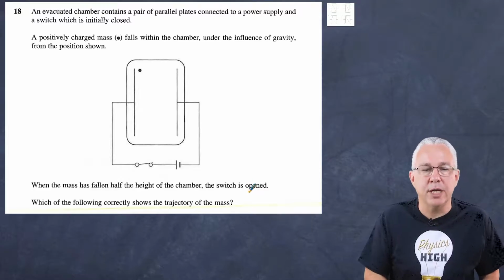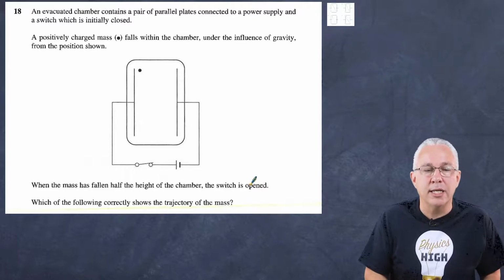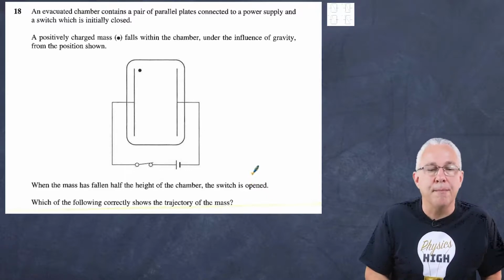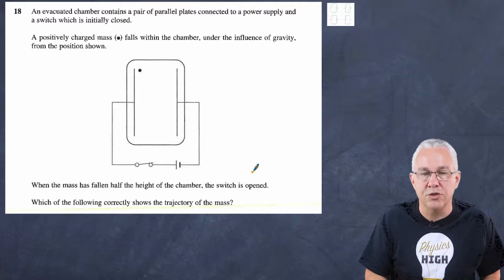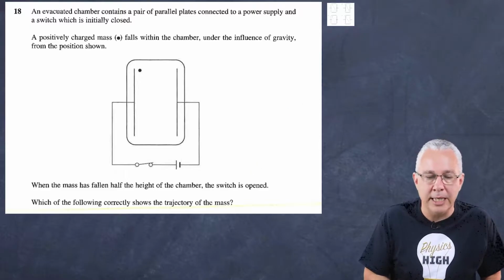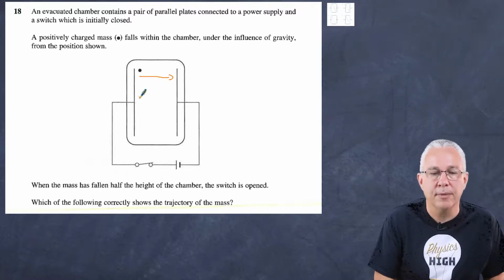Question number 18. An evacuated vacuum chamber contains a pair of parallel plates connected to a power supply, and a switch is initially closed. A positively charged mass falls within the chamber under the influence of gravity from the position shown. When the mass has fallen half the height of the chamber, the switch is opened. Which of the following correctly shows the trajectory of the mass? I've deliberately hidden or made small the possible answers because I want us to analyze this more closely. When the switch is closed, what we end up having is a field across like so.